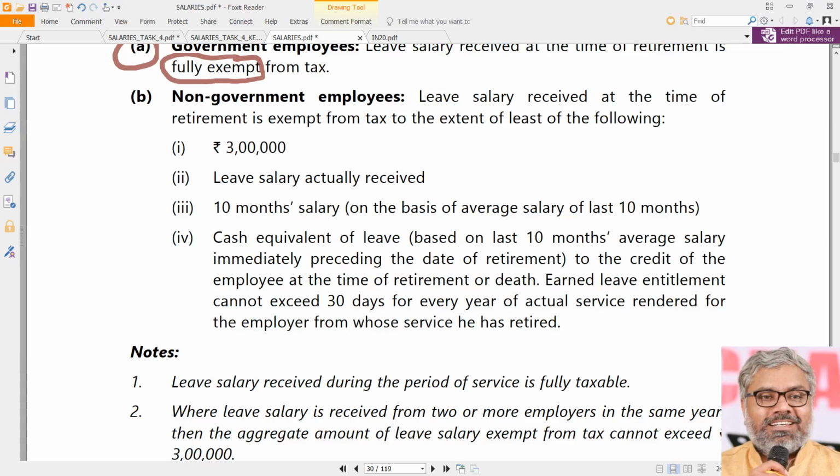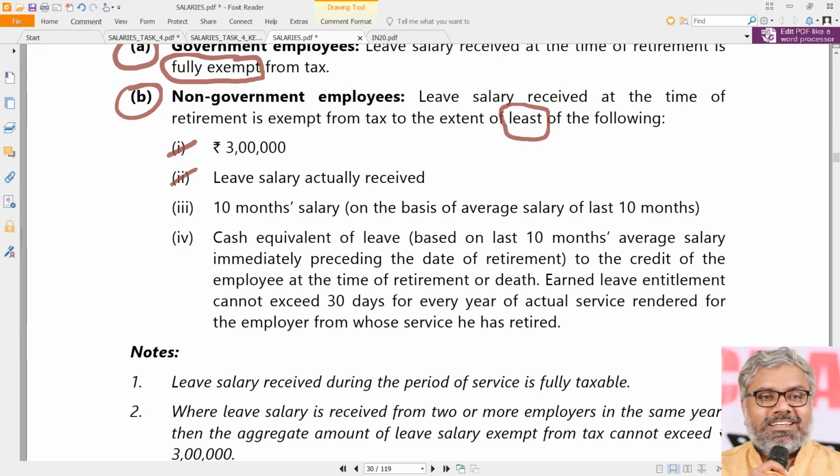So our calculation will definitely be focused on non-government employees. And for non-government employees, observe very carefully how the exemption has to be calculated. Here the statutory limit is given as 3 lakh rupees. For gratuity, the statutory limit was 20 lakh rupees, and don't mix that with here. That is a different section. So here, the maximum exemption as per law can be 3 lakh rupees. That is under 10(10AA). Of course, naturally, the leave salary actually received will be there. And we are talking about the exemption, which is always whichever is lower. Least of the following.